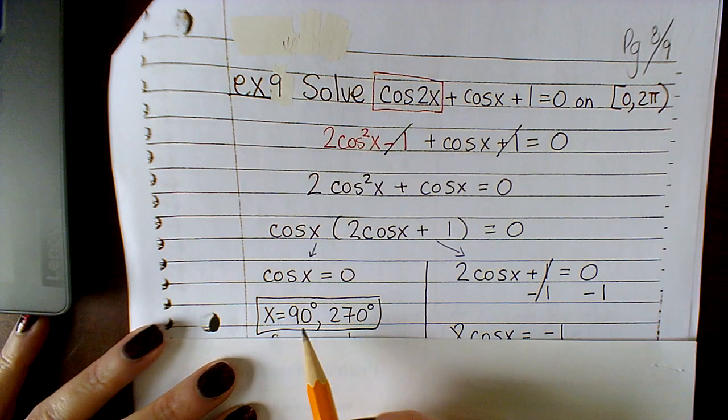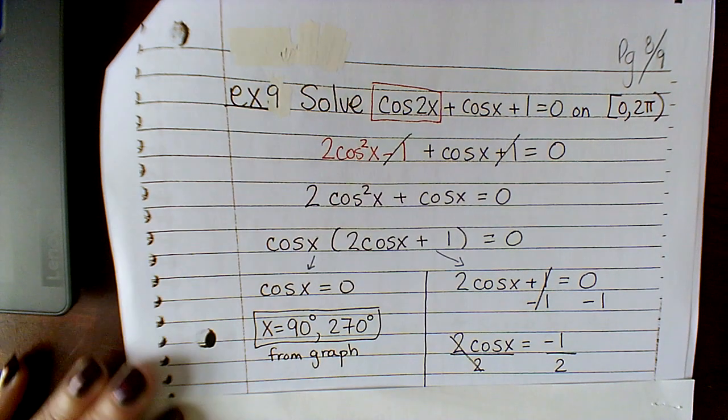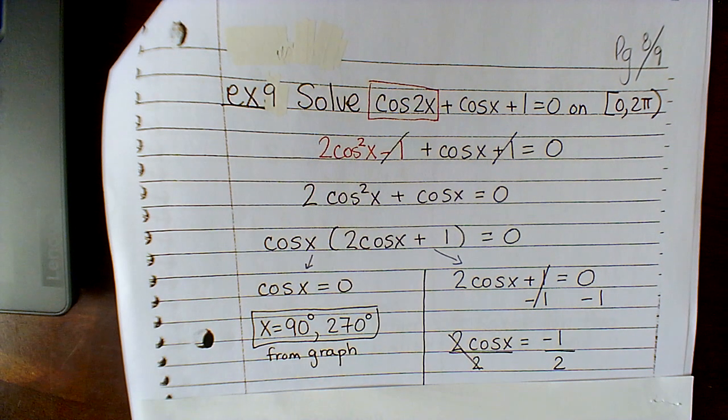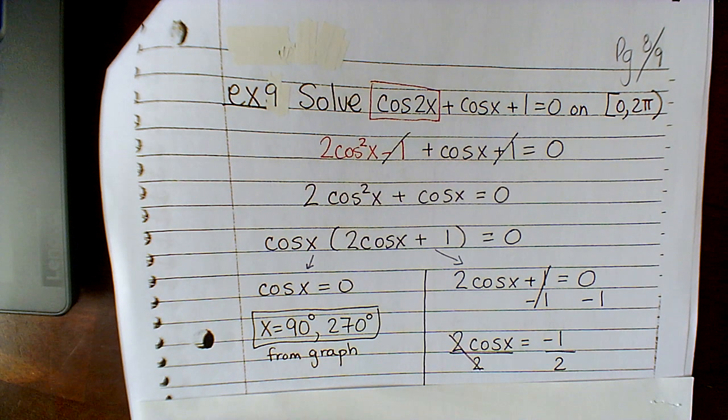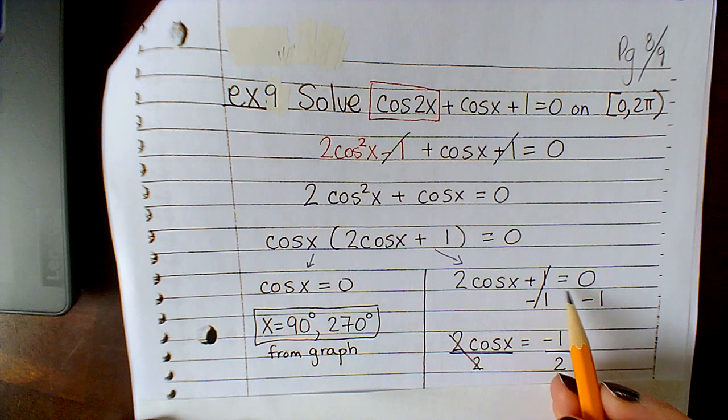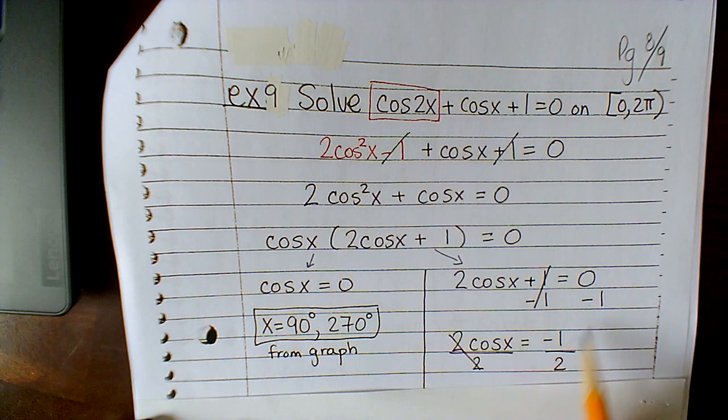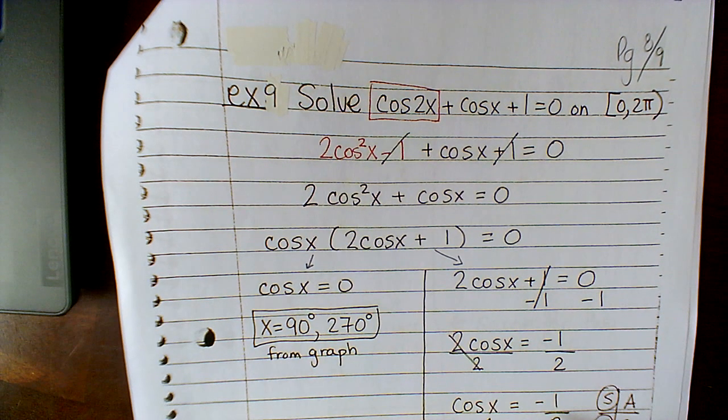Cosine x equals 0 means that x is 90 or 270. We can get that again from the cosine graph, looking at where it intercepts the x-axis. 2 cosine x plus 1 equals 0. We'll subtract 1 and then divide by 2.